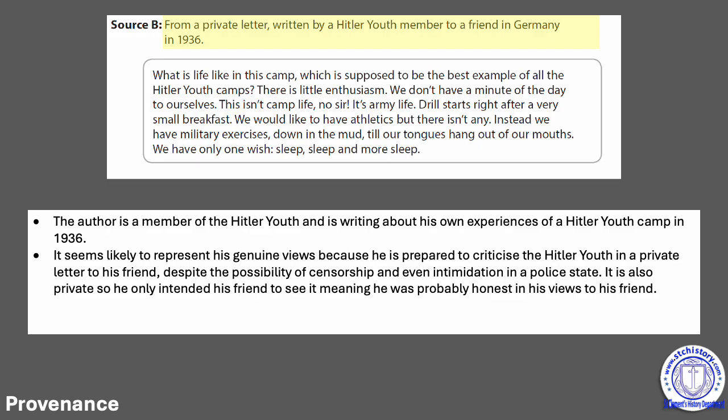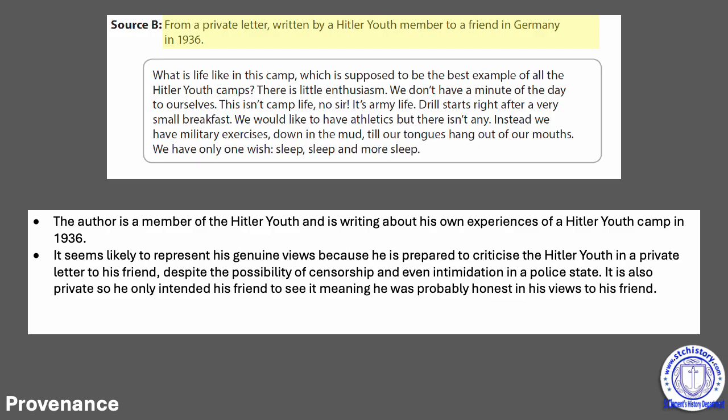We want to be commenting on the idea that he seems to be representing a genuine view because he's prepared to criticise the Hitler Youth in a private letter to his friend, despite the possibility of him getting in a lot of trouble if this is caught. So he's obviously telling the truth, isn't he? And you know he is because it's accurate what he says. It's also private, so he only intended his friend to see it, meaning he was probably honest in his views to his friend. These are all the things you'd be expected to say about provenance.